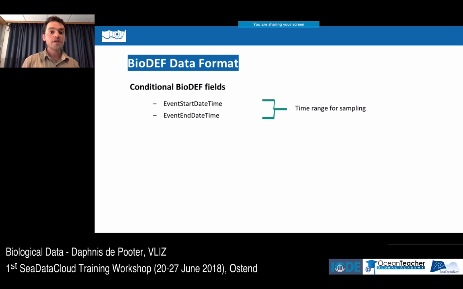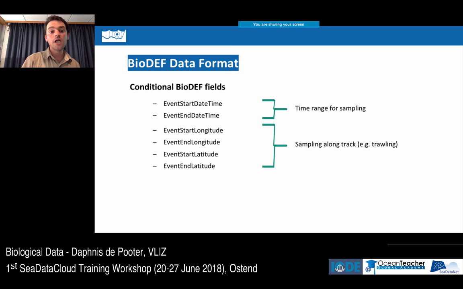Conditional fields: start event date and end event date, in case you're sampling for a time range. So, an example of the flag: when you're using a beam trawl, you would want to record the start and the end coordinates of the trawl, so the coordinates where you put the beam trawl in the water and the coordinates where you take it out.